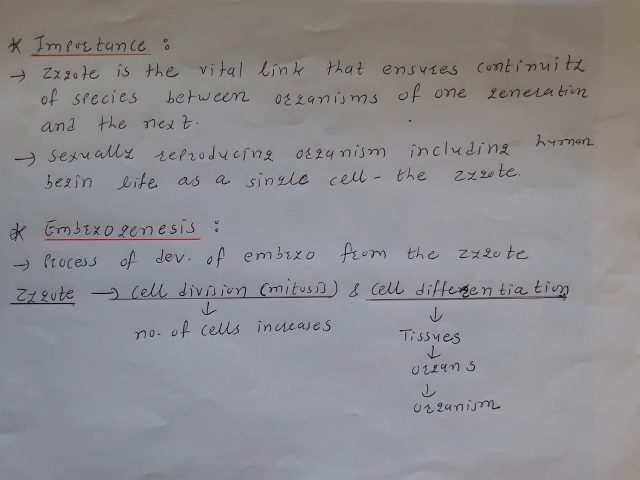After the number of cells forms, after the cell division process, the cell differentiation process takes place. During cell differentiation, groups of cells organize into tissues. Tissues form organs, organs form organ systems, and from organ systems, organisms develop. So, during embryogenesis, the zygote results in a mature embryo, which develops into a new living organism.